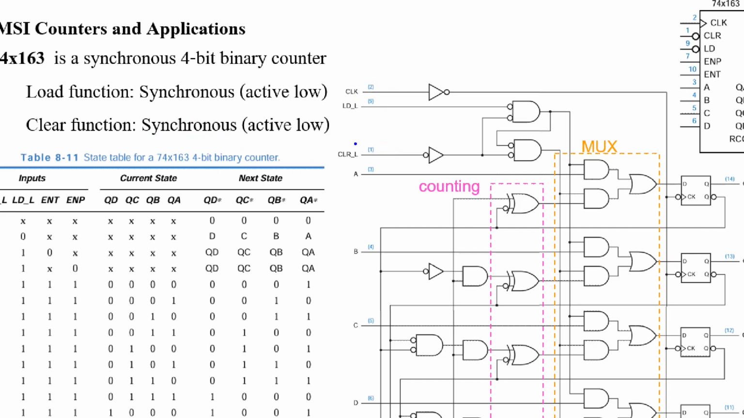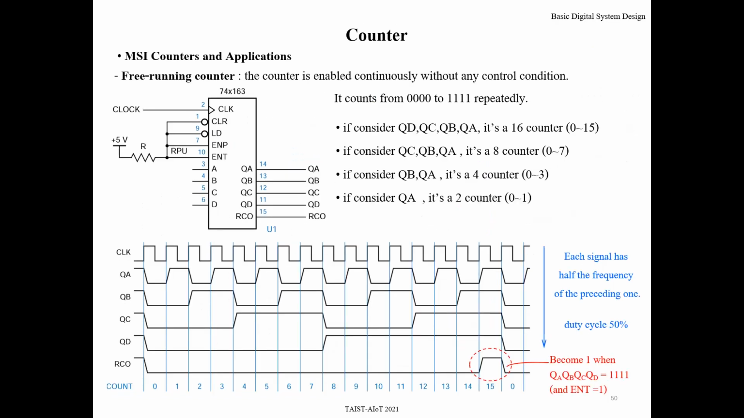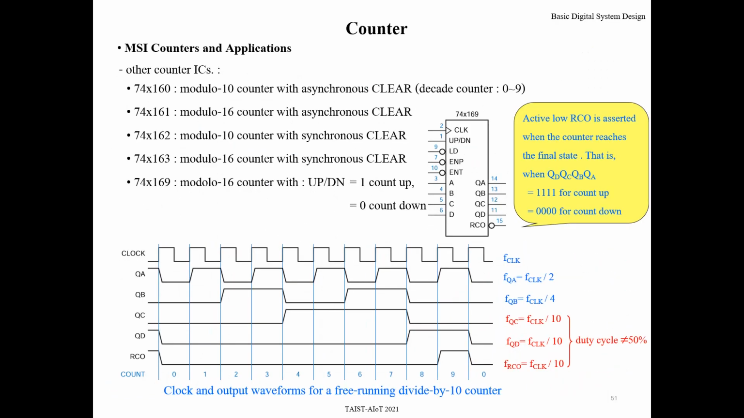But if this clear connects directly to the clear of the D flip-flop, that means when this clear is 0, the clear terminal of each flip-flop becomes 0, and then we make the output of the flip-flops change to 0 suddenly. Okay, we need not wait for the clock. This kind of clear is an asynchronous clear. Asynchronous clear is different.